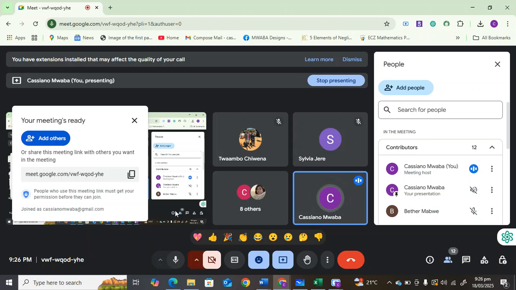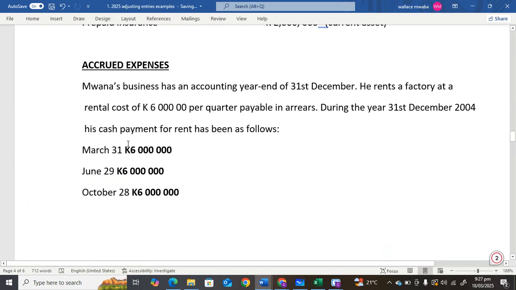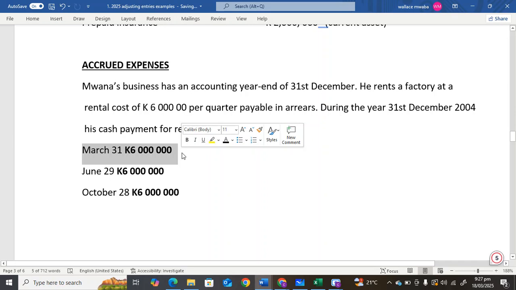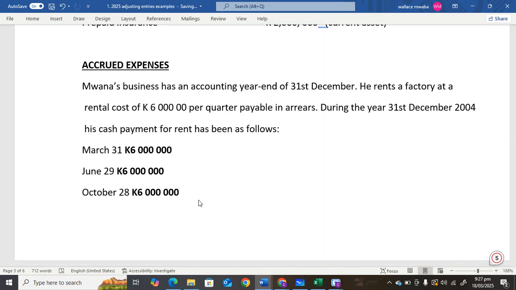So how much does this person have to pay for rent in total for a year? Because it's 6 million per quarter, the year has got 24 million. Then we find out how much has been paid in total for rent. We've only got 3 payments here. March, for quarter one. June for quarter two. October for quarter three. So how much has been paid in total? 18 million. So how much is the accrual?